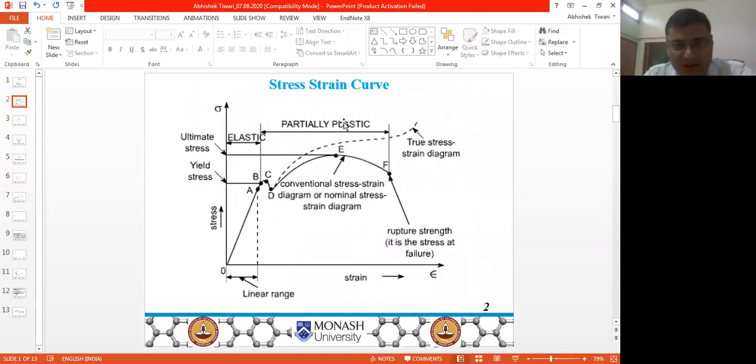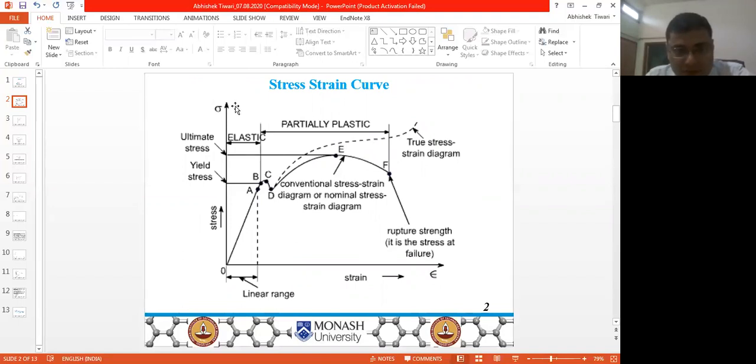So, this is a typical stress strain curve. When we have a tensile specimen and we apply a tensile load on the specimen, then as we apply load, the specimen elongates, and it can elongate elastically first and then plastically.